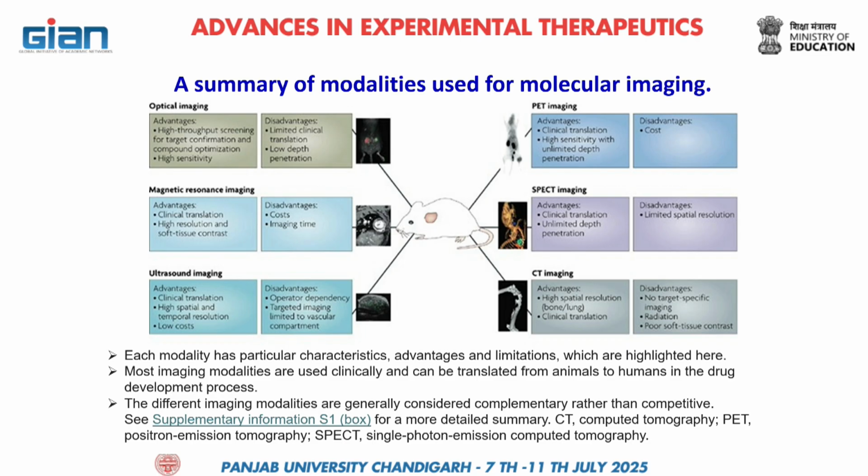PET imaging is very commonly used, is costly, but it is one of the most commonly used imaging techniques by radiologists. SPECT is another form. So PET is positron emission tomography. And then CT is again high spatial resolution, but it's not specific to a target. It can give you full spatial resolution, but not specific to a target.